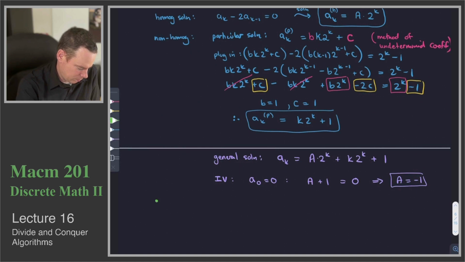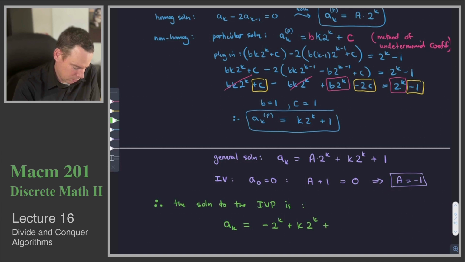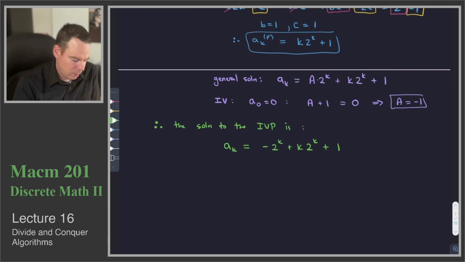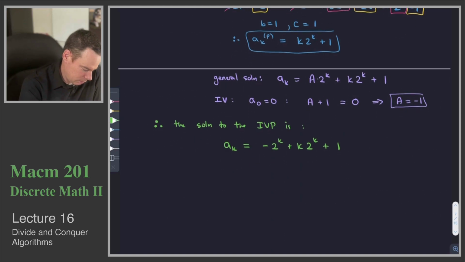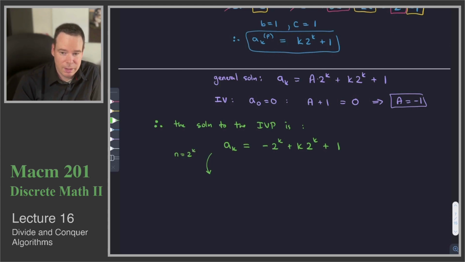So therefore, the solution to the initial value problem is a_k equal to negative 2^k plus k times 2^k plus 1. And now we want to put it back in terms of n. So remember, n we assumed was 2 to the power of k. That's how we produced our recurrence relation for k instead of using the original one for n. Or in other words, k is equal to log base 2 of n. So we can make that substitution now.